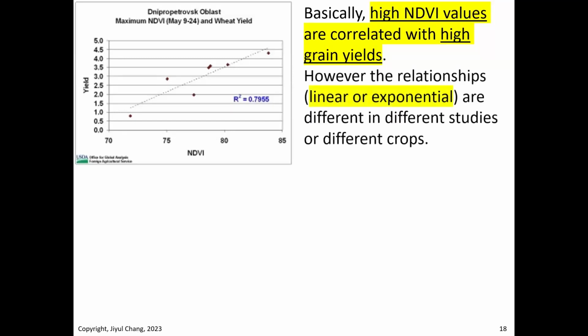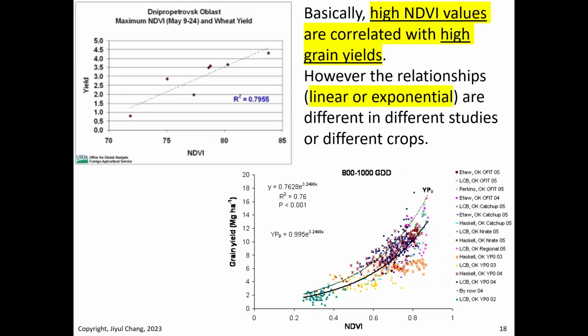Sometimes it's a linear relationship, sometimes it's an exponential relationship. But the thing is, NDVI and grain yield have a positive, clear relationship. Because of this, we can use an NDVI map to make the variable rate nitrogen application map. Also, we can estimate the grain yield.